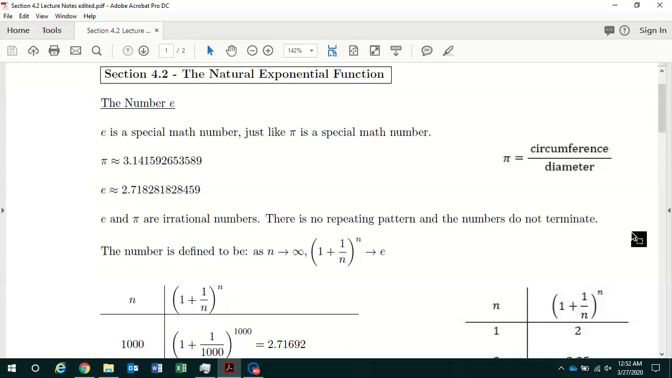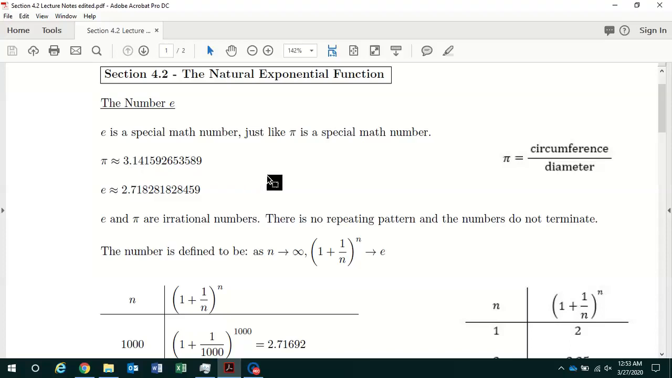Class, in this video, we begin the discussion on section 4.2 in your textbook on the natural exponential function. Most of you are familiar with the number pi from the math you took in high school, right? Most of you know pi as the number 3.141, the value of pi to 3 decimal places.